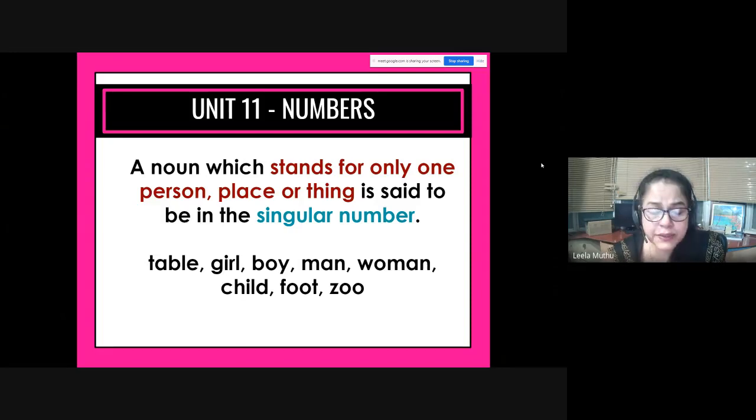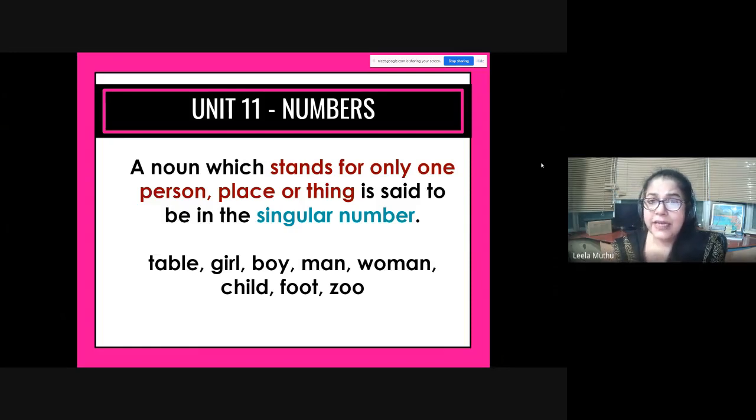Now you look at pronouns. Pronouns which are in the singular number will be I, which is talking only about one person, you, only one person, or one person, he, or she, or it. All these are singular pronouns. Now let's take a look at singular nouns here on this slide. Table, one table. Girl, boy, man, woman, child, foot, and zoo.